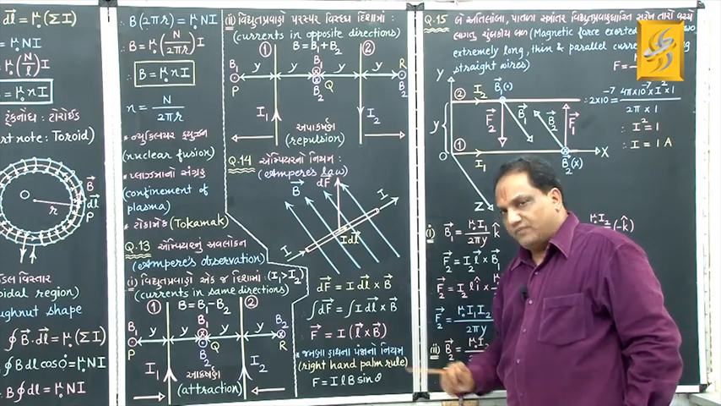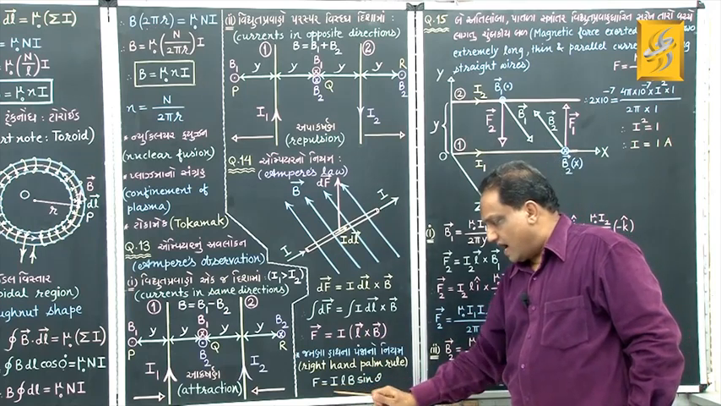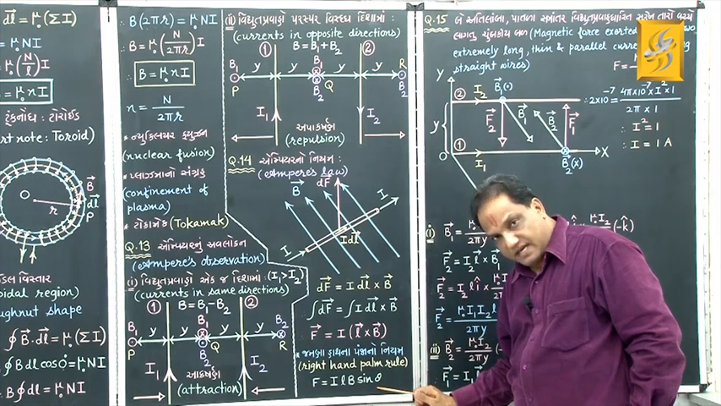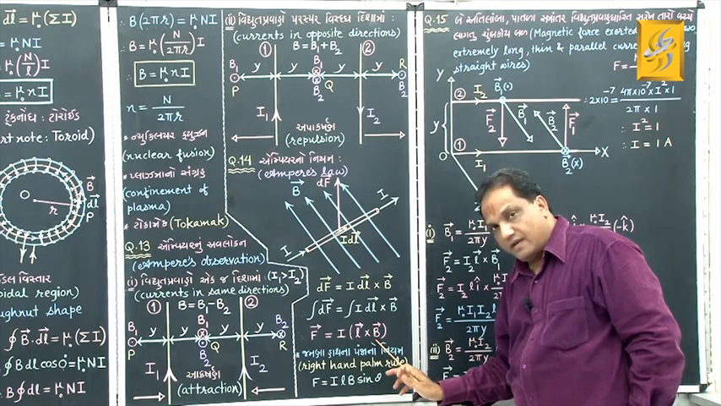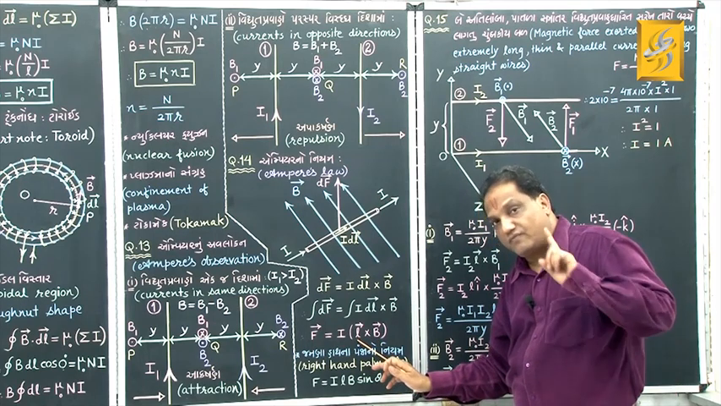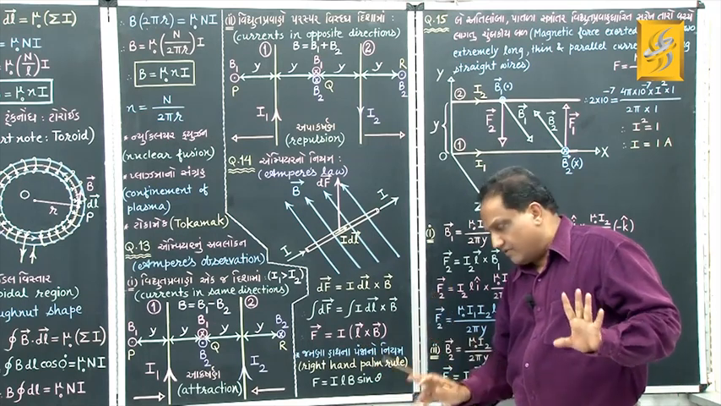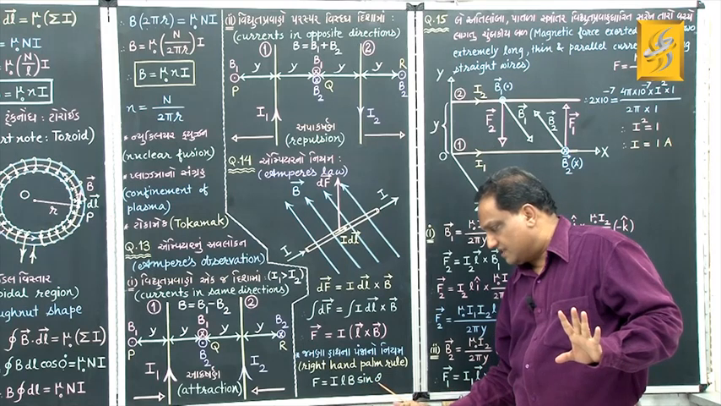Now, if you want the magnitude of this, it will be F equals ILB sin theta, correct? Where theta is the angle between vector L and vector B. Remember, the direction of vector L means the direction of current. So, whatever is the angle between the direction of current and magnetic field, that is theta.